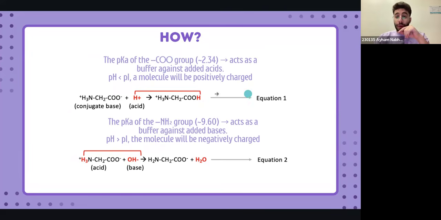In the carboxyl situation in this equation, the pH is going to be lower than the isoelectric point, where the molecule would be positively charged because we are making a new compound. Here, the pH is going to be higher than the isoelectric point, so the molecule would be negatively charged. So it's going to be more acidic here, and more basic here.